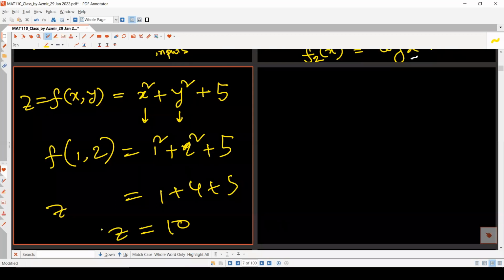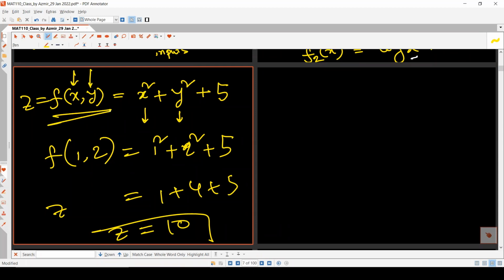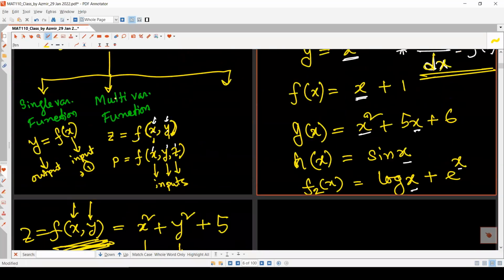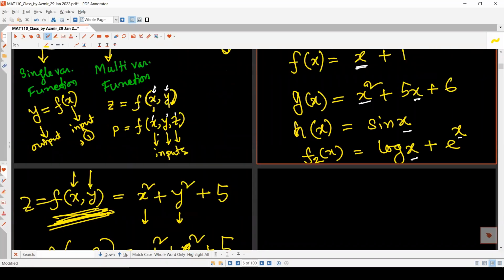So at first, we have to input some values of x and y, then only it is possible to find z. So how many inputs we have? We have 2 inputs. So this is a function of 2 variables. Depending on 2 input variables, we can name this function that is multivariable function.